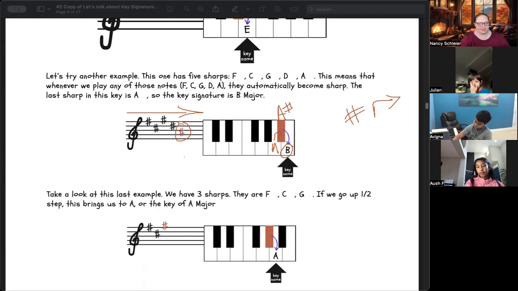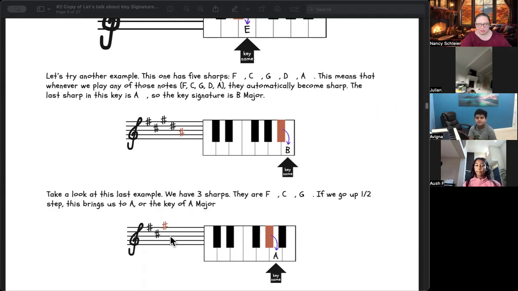All right. Does this all make sense? Anybody have any questions about this? Do we understand how to find sharp key signatures? Give me a thumbs up if you do, or a thumbs down if we're not quite sure and we need some more help.